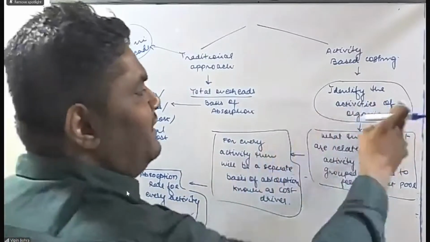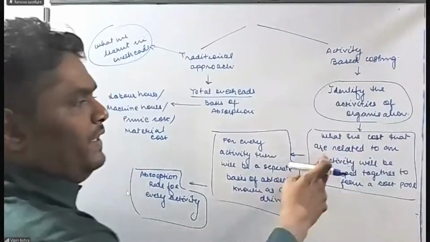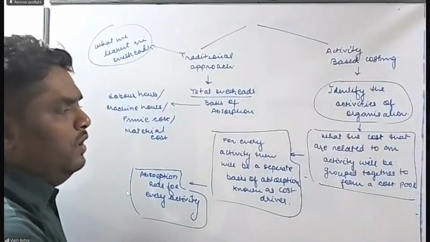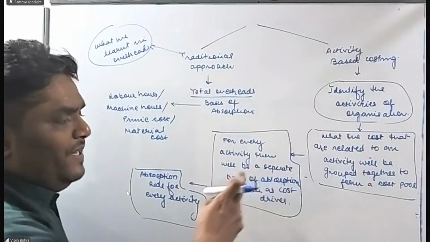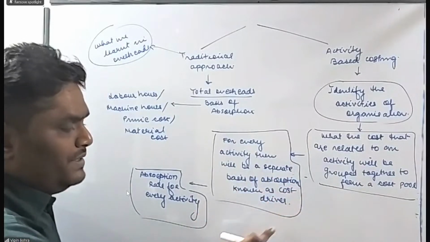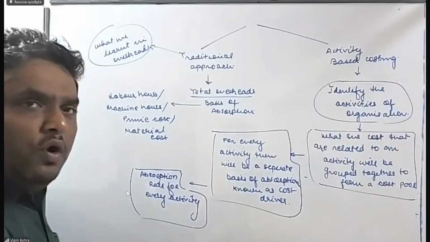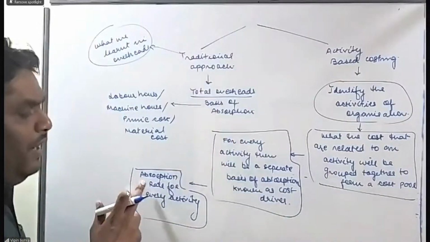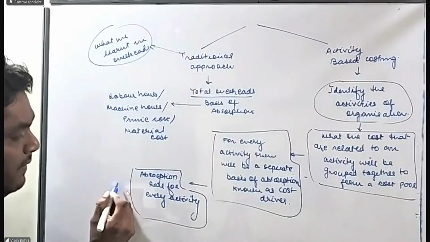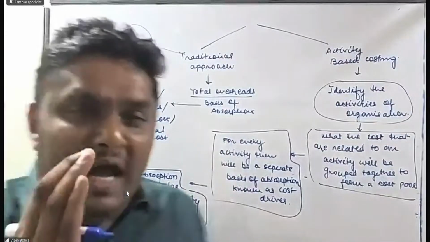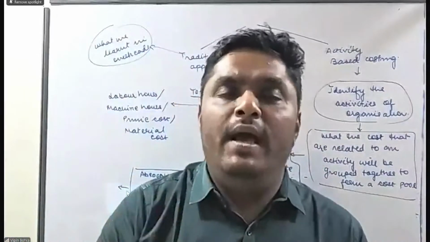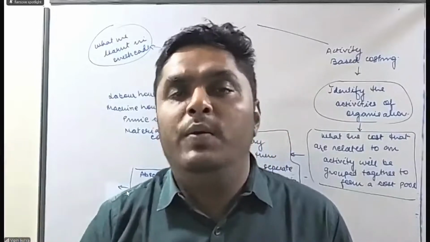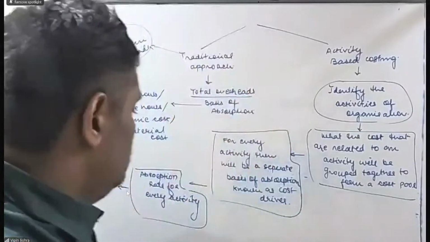So first identify the various activities of the organization. Whatever the costs that are relating to an activity will be grouped together to form a cost pool. For every activity, there will be a separate basis of absorption known as cost driver. And once the cost driver is identified, we will calculate the absorption rate for every activity. And that absorption rate will be applied to a particular product or to a particular job to calculate the total cost.